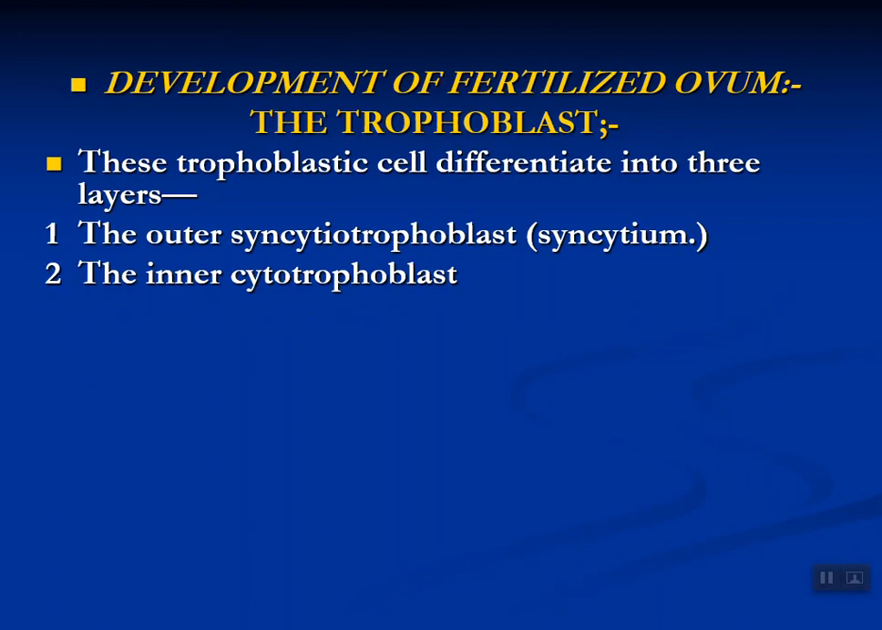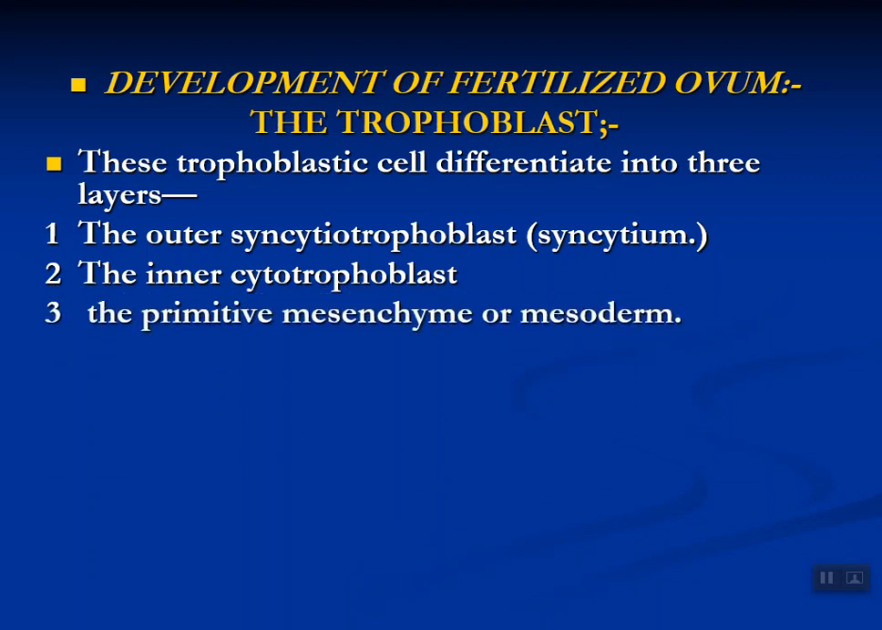Okay, so we will repeat this: the outer syncytial trophoblast, inner cytotrophoblast, and primitive mesenchymal or mesodermal cells. The syncytial trophoblast role will be for the blood supply, cytotrophoblastic production of the HCG, and mesenchymal mesoderm for development of the umbilical cord.